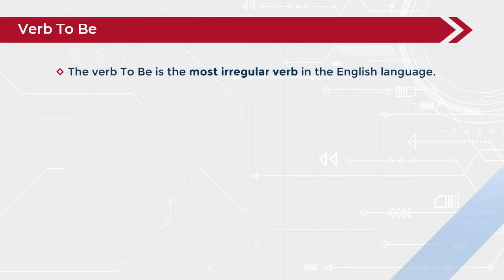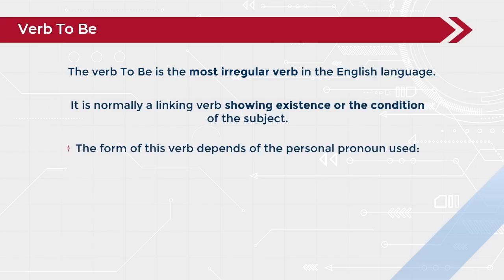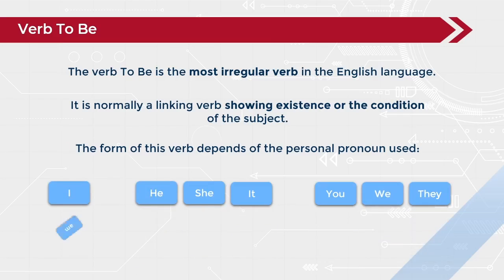The verb to be is the most irregular verb in the English language. It is normally a linking verb showing existence or the condition of the subject. The form of this verb depends on the personal pronoun used. This verb can be conjugated as am, is, or are. I am, he, she, it is, you, we, they are.